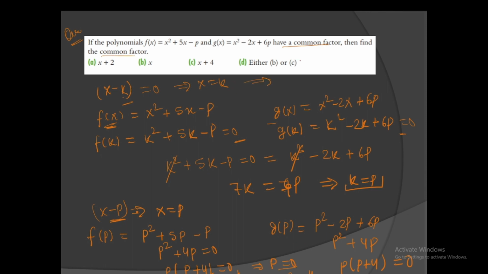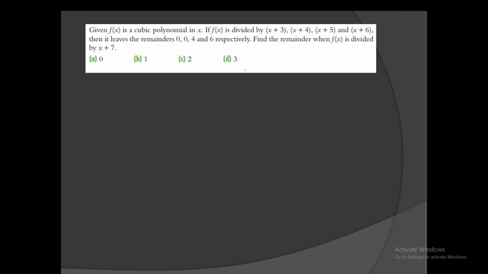So we know that we have considered x minus k as the common factor, and it turns out, after solving that, k equals p. So x minus p is the common factor, and the value of p is either 0, so x minus 0, or x plus 4. So either x is the common factor or x plus 4 is the common factor. So either this is a factor or this is a factor. So the answer will be either B or C is the common factor. Moving on to the next question.